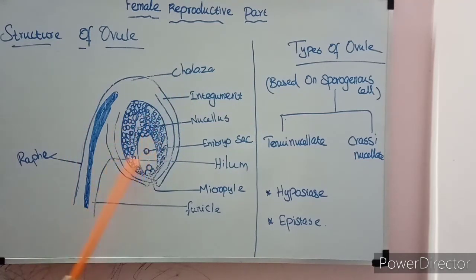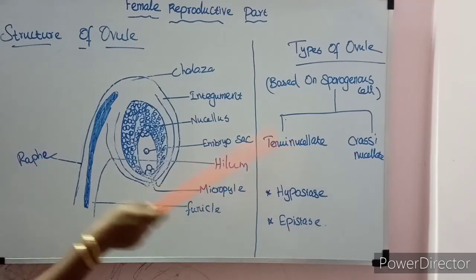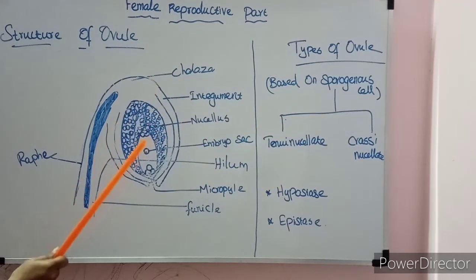So the nucellus is made up of hypodermal cells. That means only a very small nucellus is present, and that is called tenuinucellate. Crassinucellate means the sporogenous cells are made by the subhypodermal cells, so it is a very large nucellus. That is the difference based on the sporogenous cells.